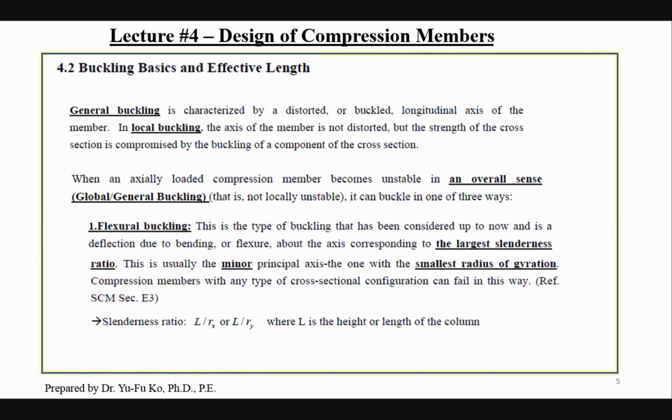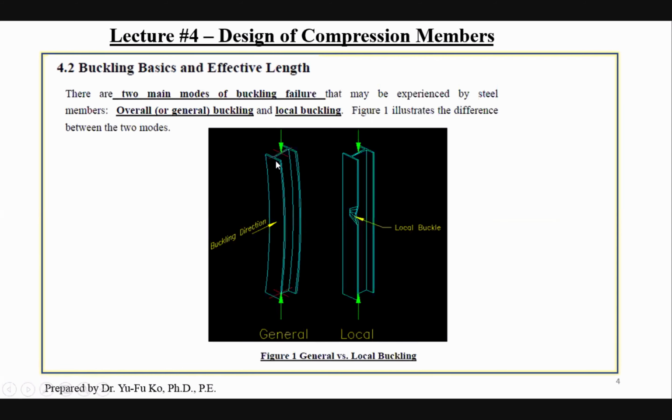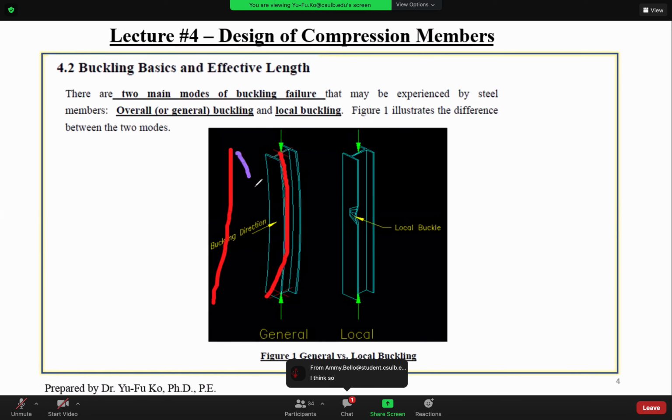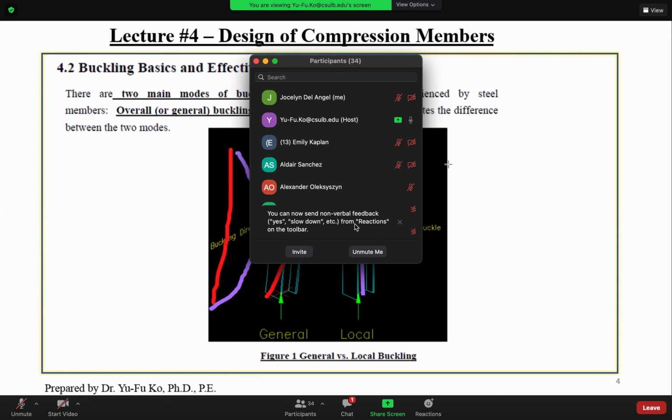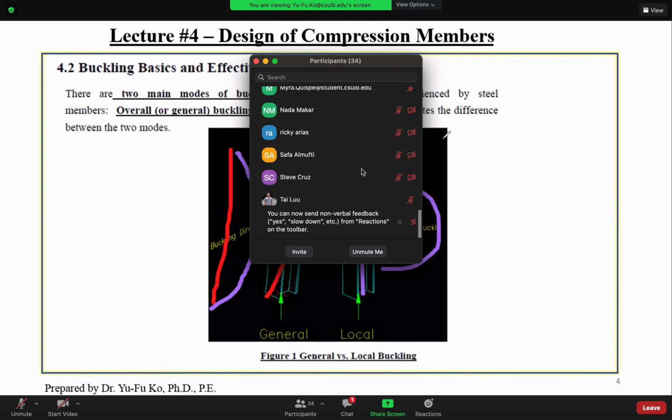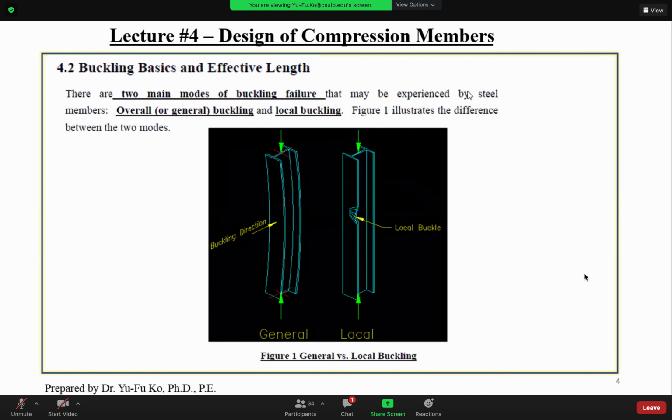So this is global versus local. As you can tell, in global buckling the longitudinal axis is distorted. Originally it is straight, right? But once it buckles globally, it is distorted like this. But for local buckling, the longitudinal axis is straight, nothing happened, but locally it buckled. So that's the difference between local and global buckling.